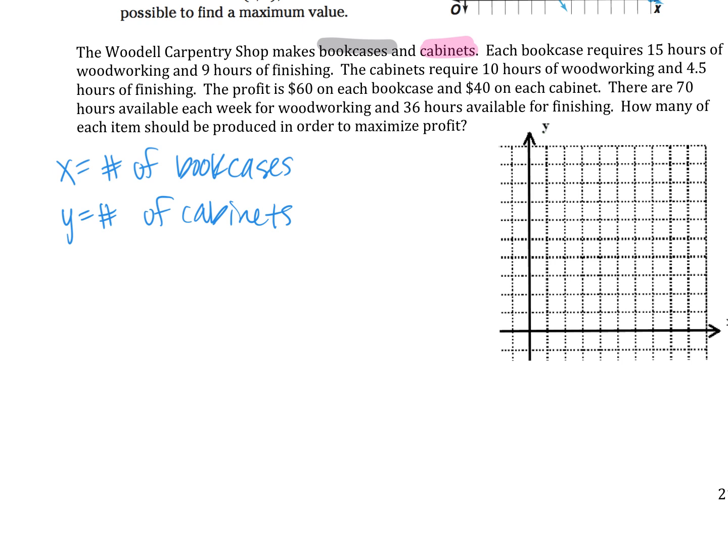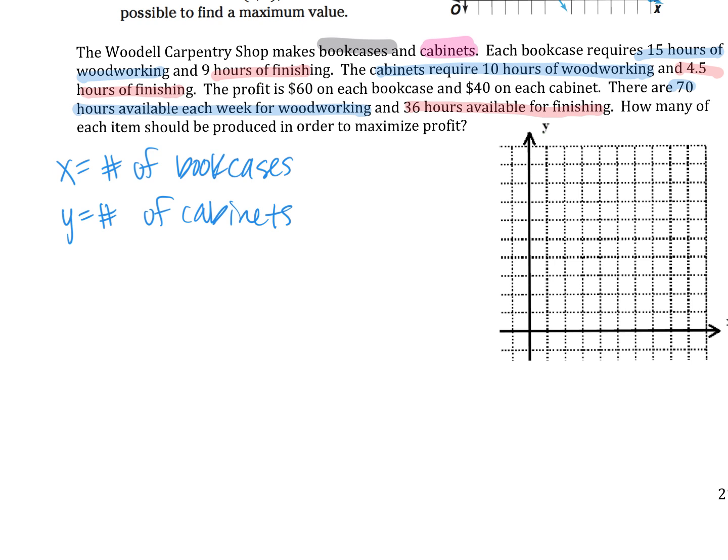Okay. Each bookcase requires 15 hours of woodworking, 9 hours of finishing. The cabinets require 10 hours of woodworking and 4.5 hours of finishing. Let's start with just the woodworking and finishing. Oh, wait, I didn't even read the rest of the problem. There are 70 hours available for woodworking, 36 hours available for finishing.